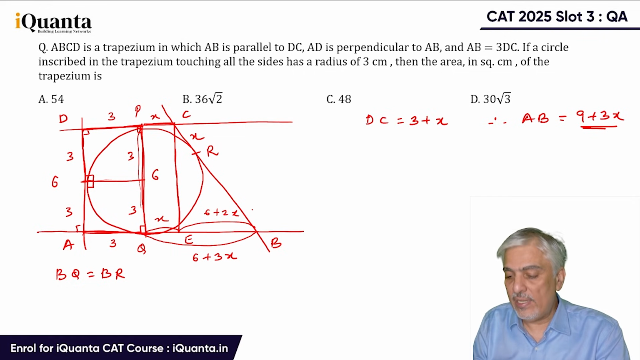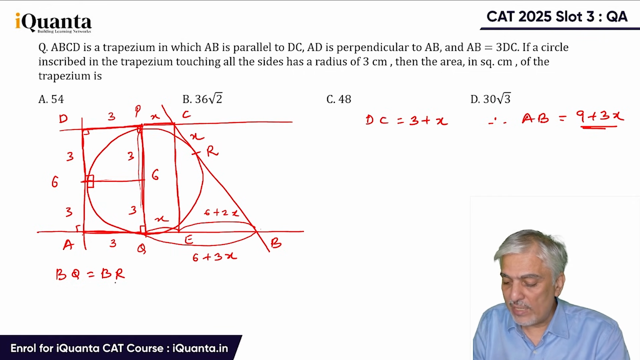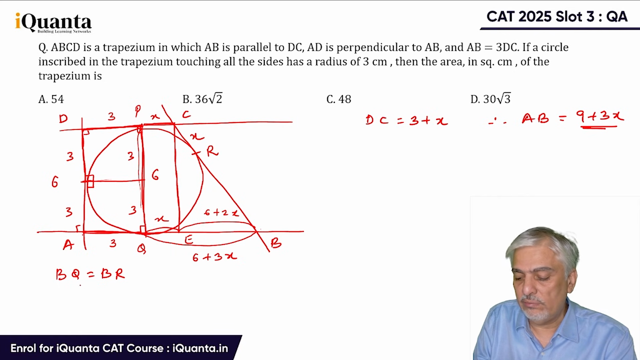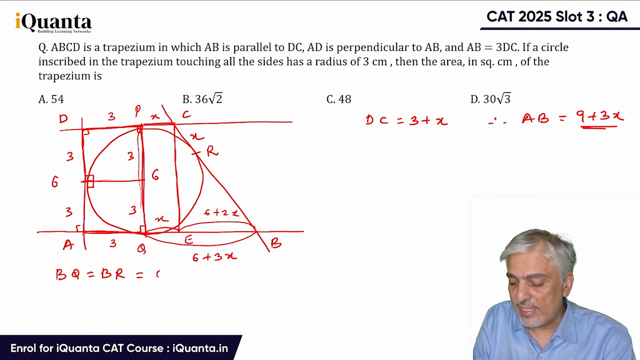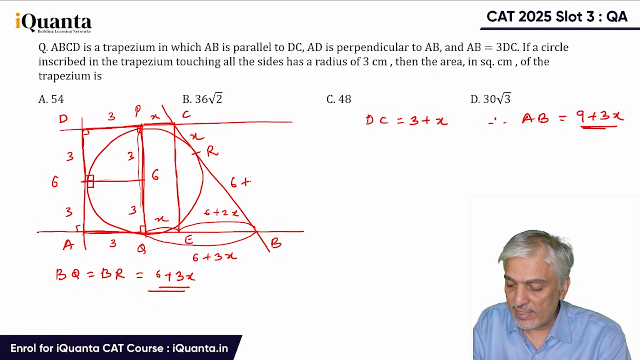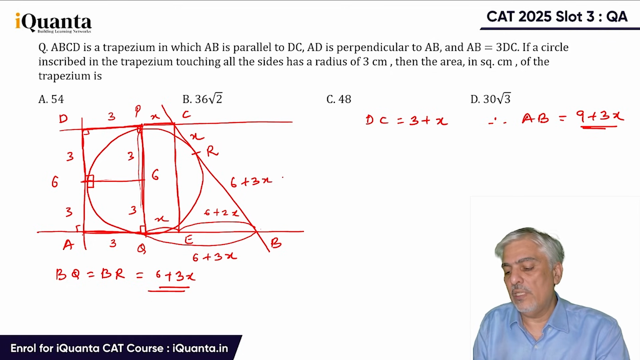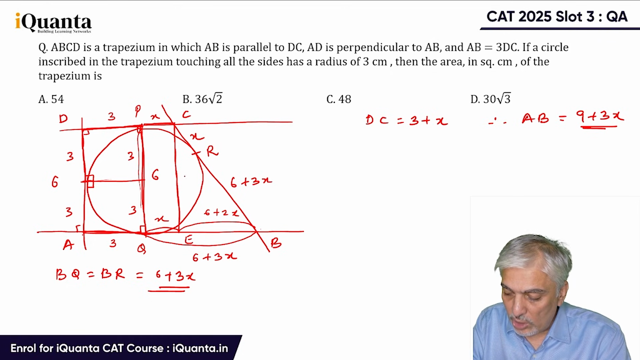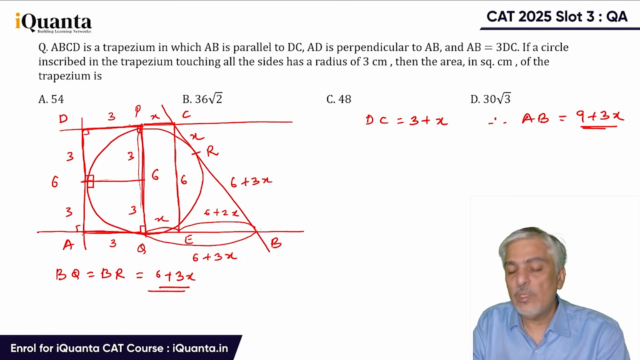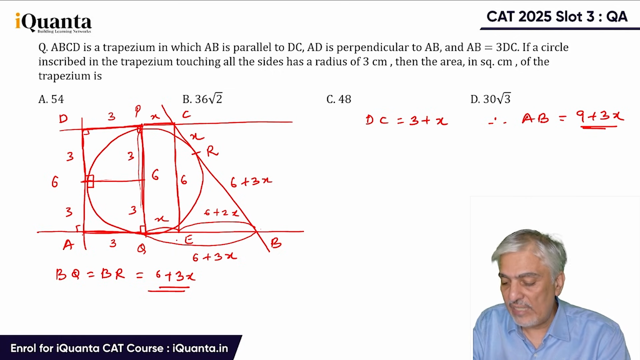That is EB. How much is BR? BR was equal to BQ. BQ we had got 6 plus 3x, so BR will also be 6 plus 3x. These both are 6 plus 3x. Now, we know CE will also be 6, because again PCQE will be a rectangle, so CE will also be 6.